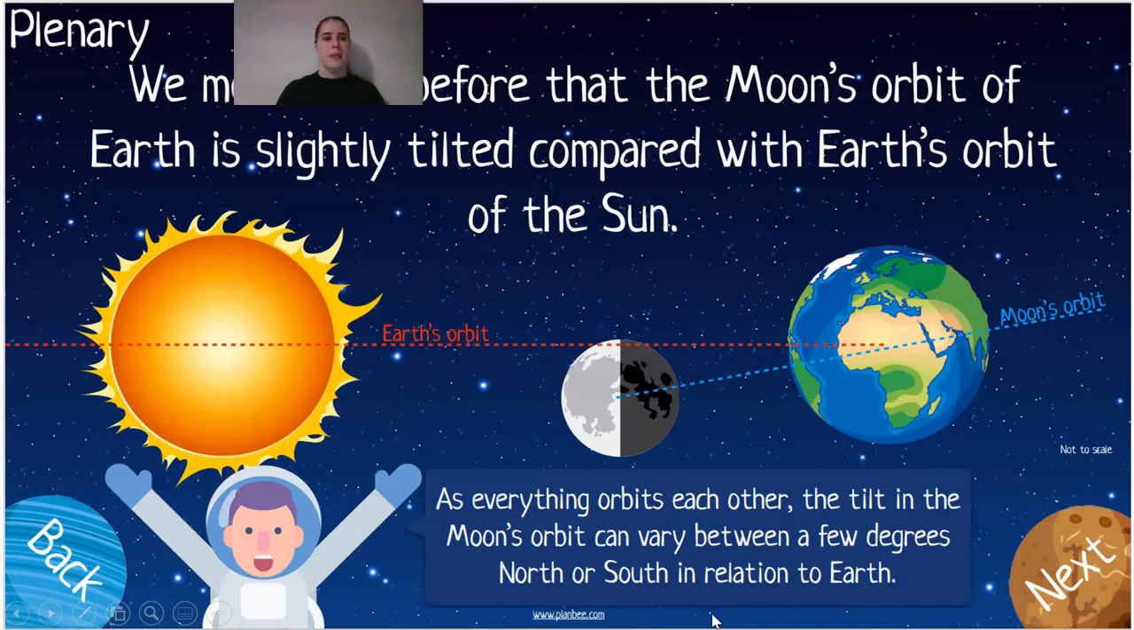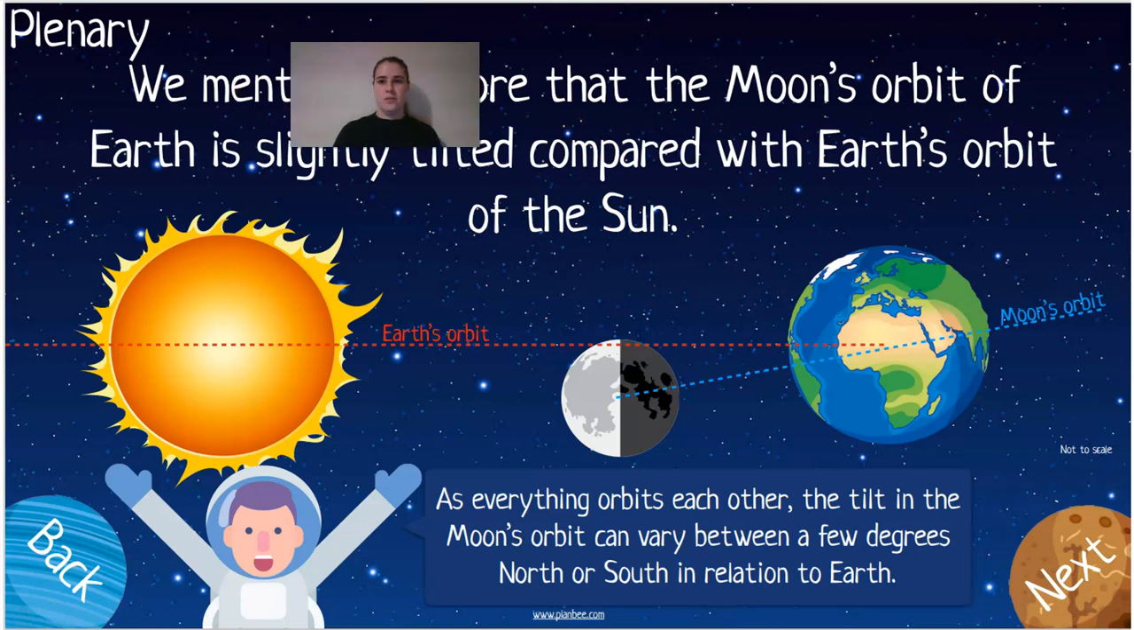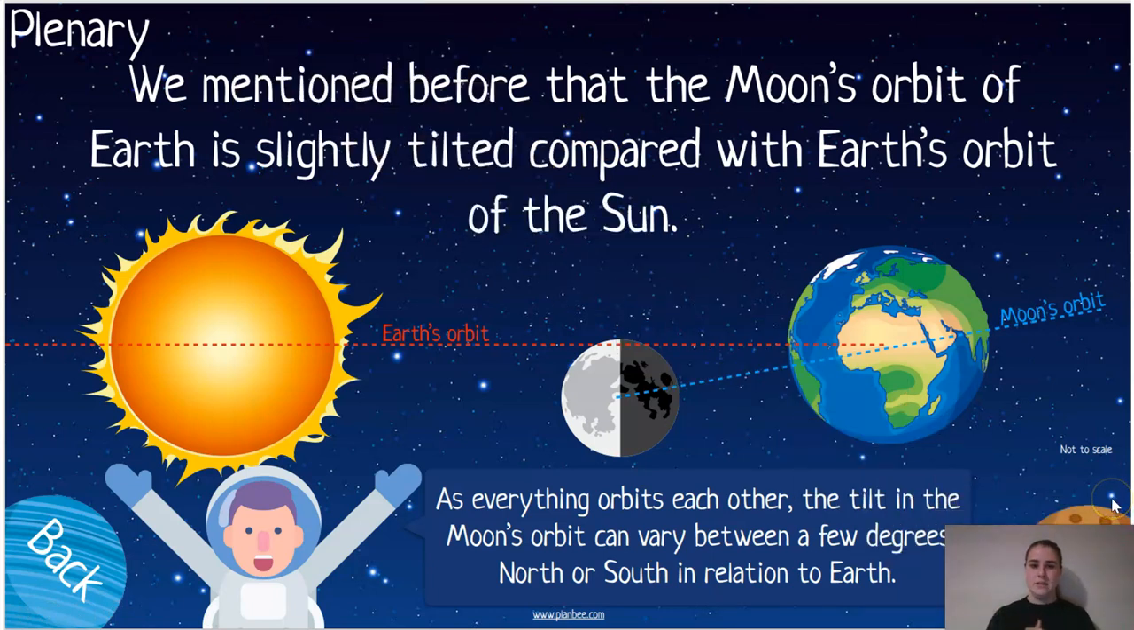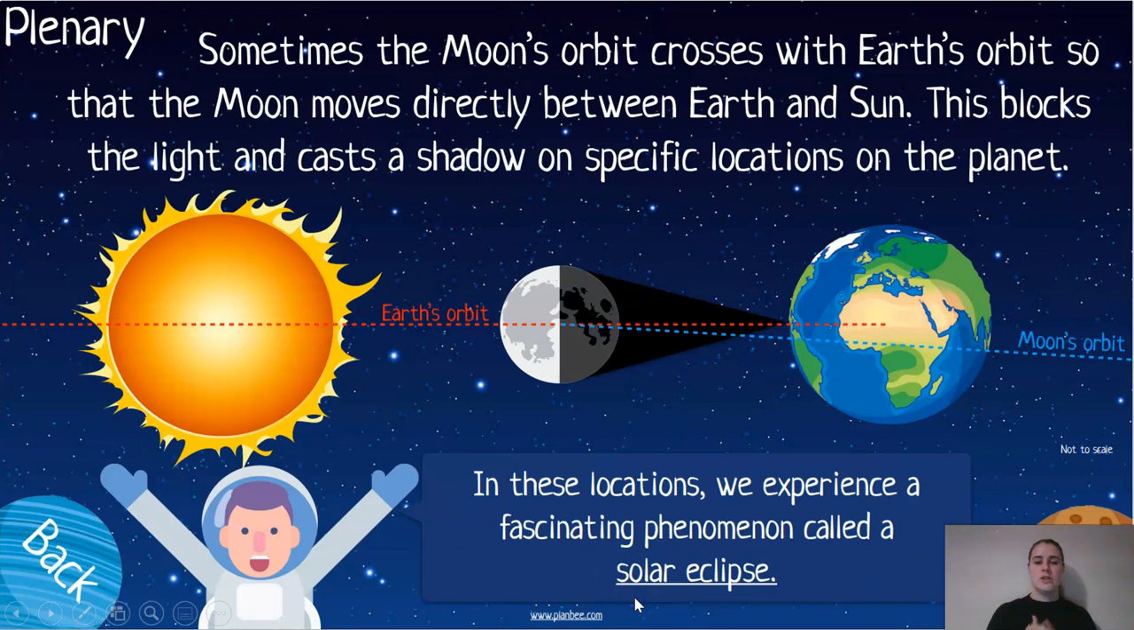Okay, so we've mentioned before that the moon's orbit of Earth is slightly tilted. Okay, so we know that the moon's orbit is tilted. So because it's tilted, the orbit can vary in a few degrees, whether it's north or whether it's south in relation to where the Earth is. So here you can see at the moment it's down in the south, okay? So sometimes the moon's orbit will actually cross across the orbit, going from the south, and it will start moving up towards the north, okay?